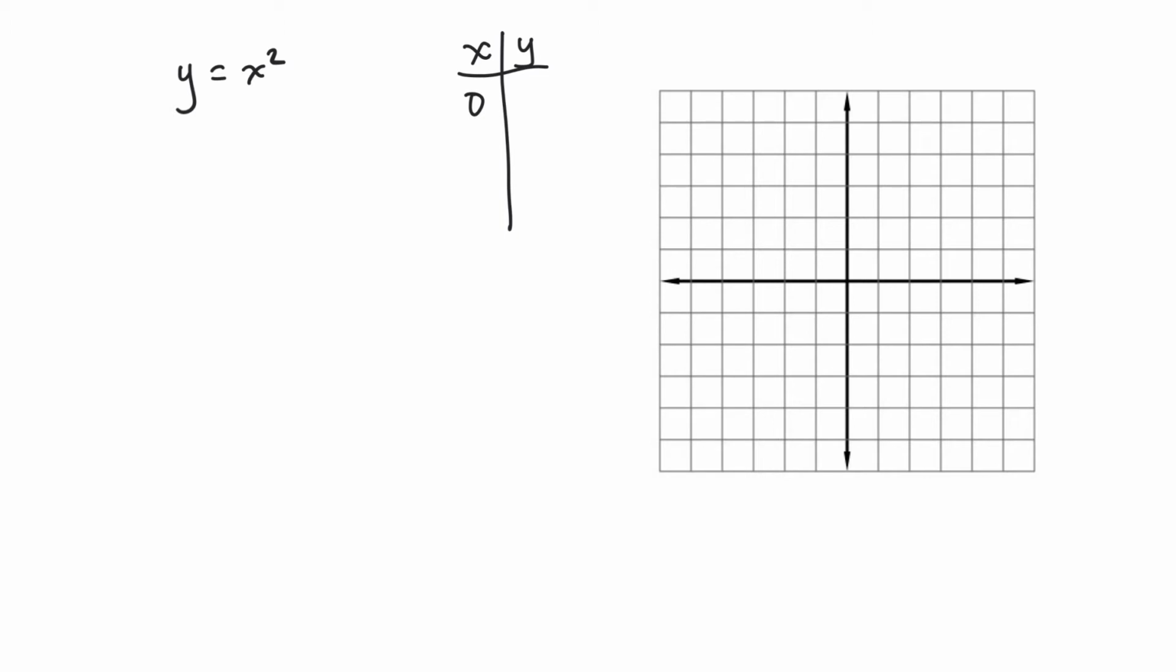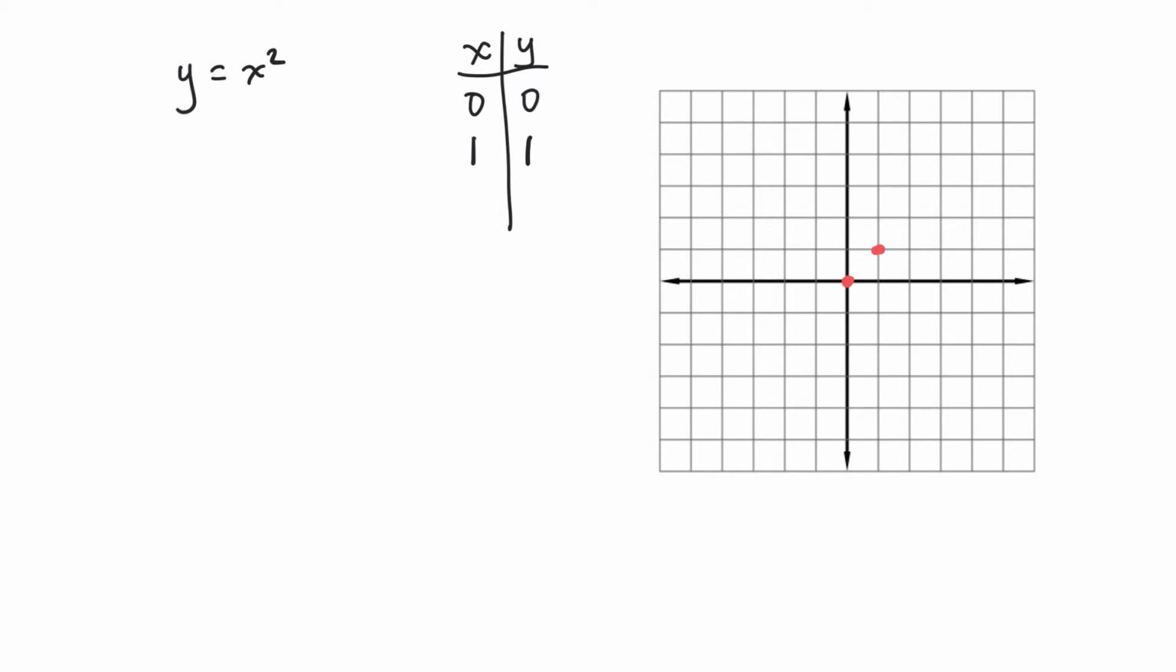So if I plug in, let's just start with 0. If we plug in 0 for x, 0 squared is 0, so we get 0 for y. So our first point is (0, 0). So we'll plot that here. And there we go. Okay. If we plug in 1 for x, 1 squared is 1, so the output would be 1. So that point, we'll plot that, (1, 1), right there.